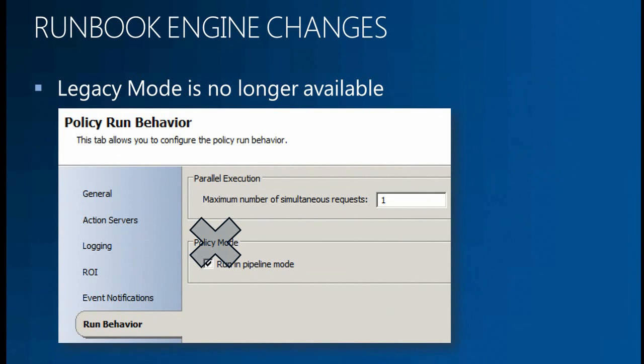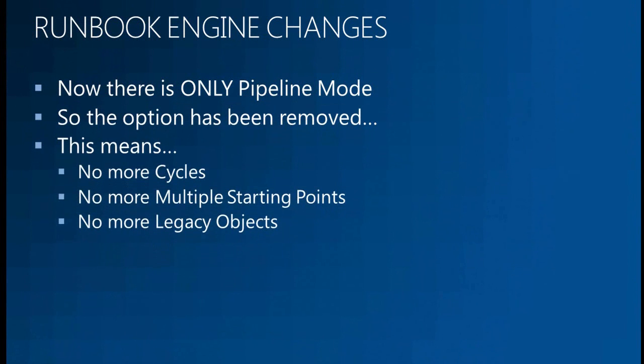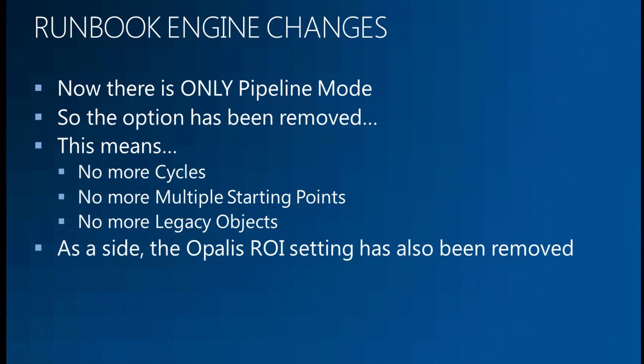So, Runbook engine changes. Legacy mode is no longer available. Now there is only pipeline mode, which means you don't have the option there. This option has been removed. It means you can no longer create cycles or circular graphs. No more multiple starting points, so you can't have two starting points. And no more legacy objects, and I go through that in the next couple slides. And as a side note, the Opalis ROI setting has also been removed. Still in the database, but it's no longer something you could interact with in the GUI.